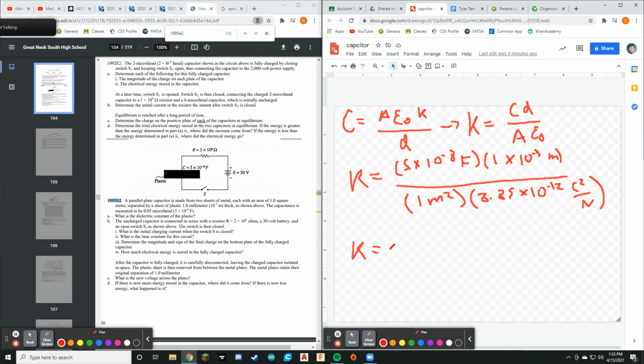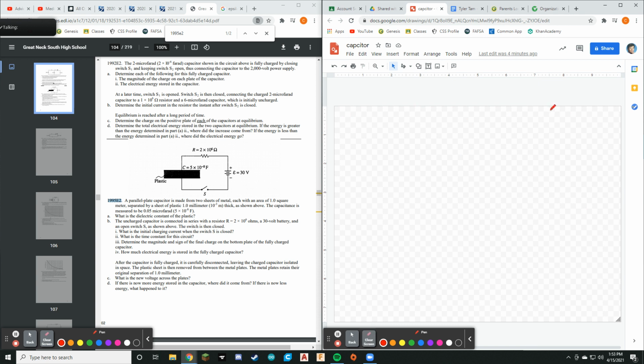And if we plug that into our calculator, 5e negative 8 times 1e negative third divided by 1 divided by 8.85 e negative 12, we get our dielectric constant is 5.65. And so it would be unitless. So I'll clear the screen and I'll just keep that up here in case we need it again.